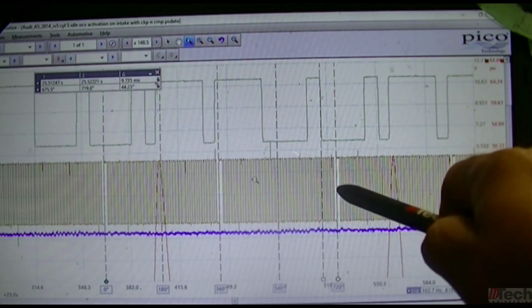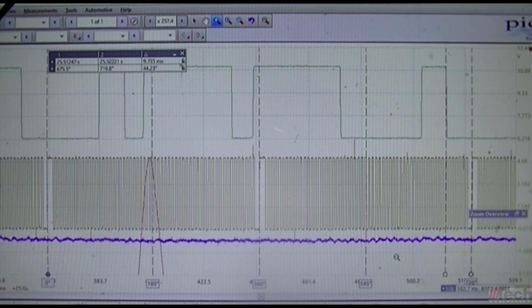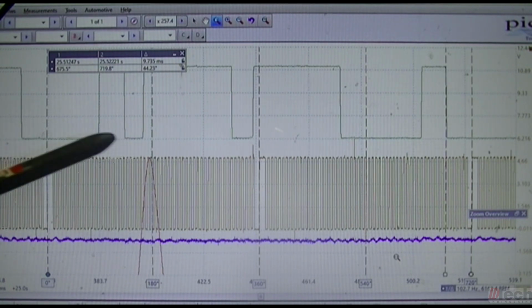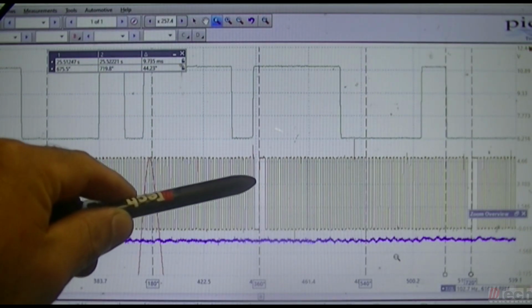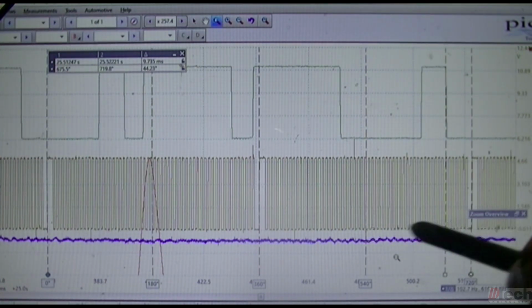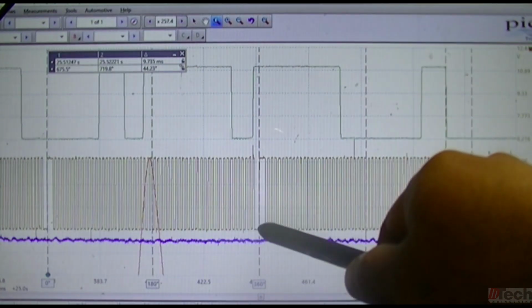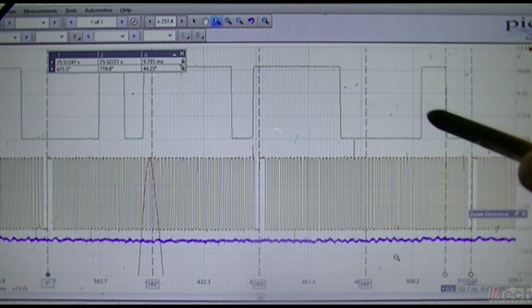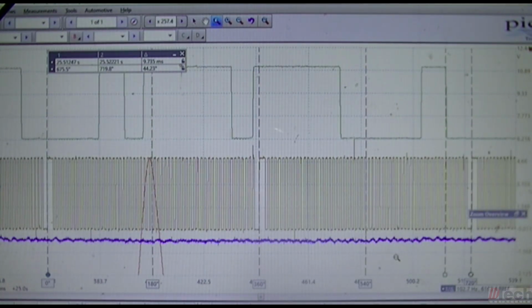So here's a capture of 720 on the CKP. Here is a gap portion. Here is the other gap portion, and here it is again. So 0, 360, and then from 360 to 720.